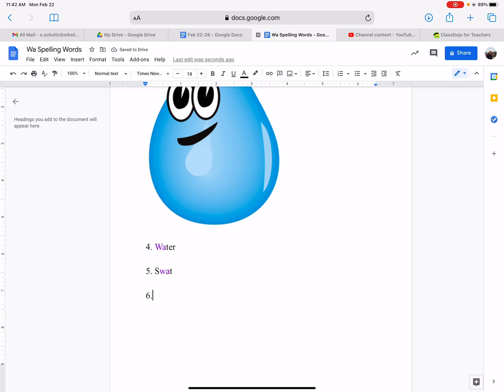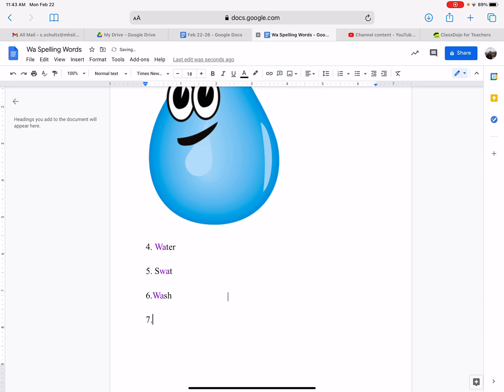And number 6 is going to be wash. Wash. I had to wash my car because it was covered in mud. Wash. Wash. And WA is in the beginning of the word wash.